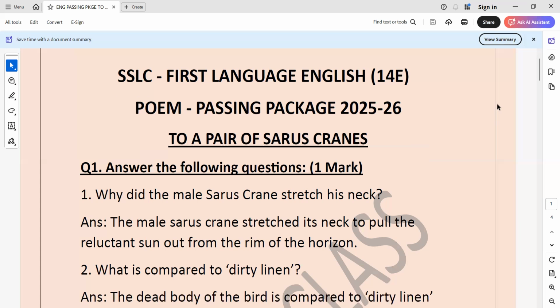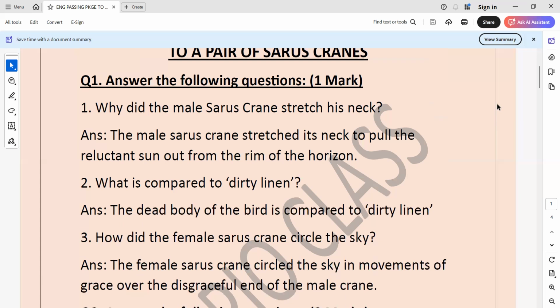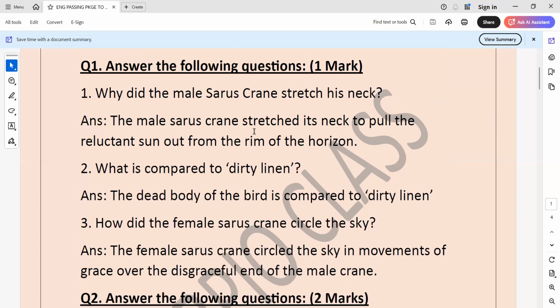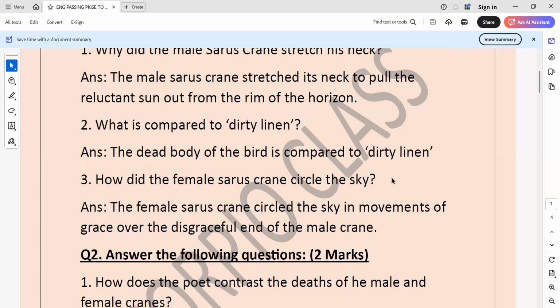So poem number 1, To a Pair of Sarus Cranes, and 1 mark questions from this poem. Why did the male Sarus crane stretch his neck? Answer. The male Sarus crane stretched its neck to pull the reluctant sun out from the rim of the horizon. Next, what is compared to dirty linen? Answer. The dead body of the bird is compared to dirty linen.